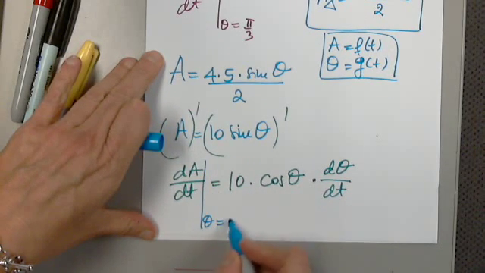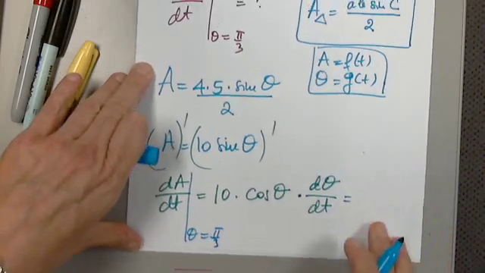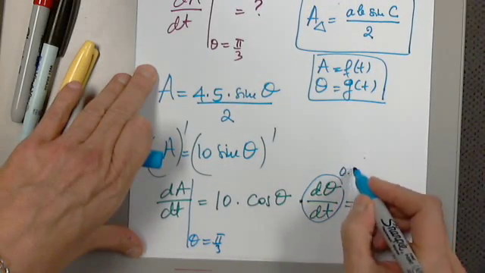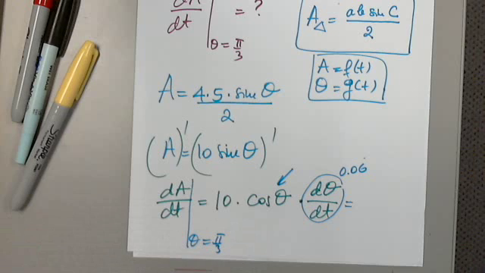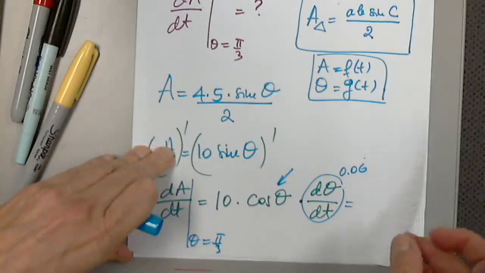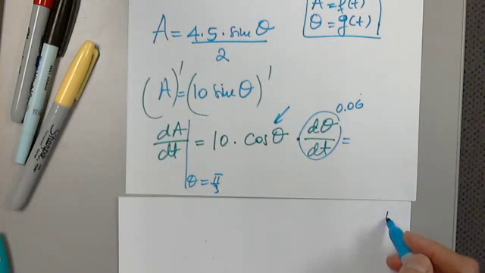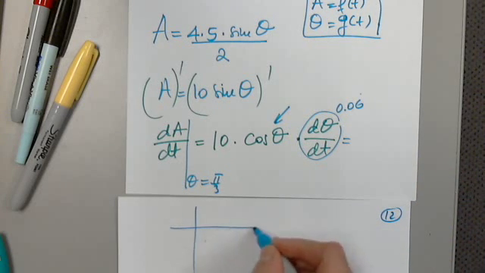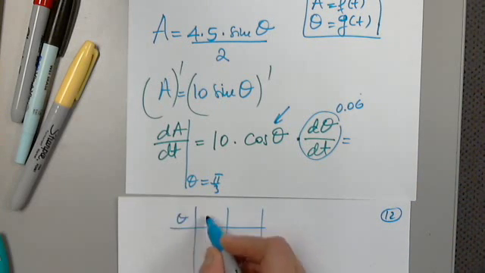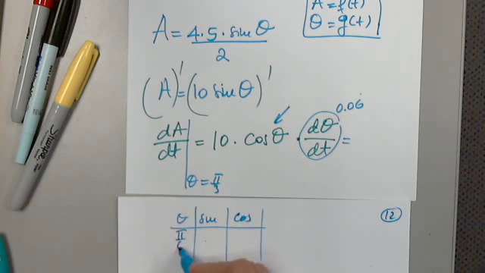All I have to do is just plug in pi over 3, in which d theta/dt is given to us as 0.06, and I just have to determine cosine pi over 3. So let me refresh your memory on that little chart with sine and cosine. So theta, sine, cosine, and this is the small angle pi over 6, the middle angle pi over 4, and the big angle pi over 3.